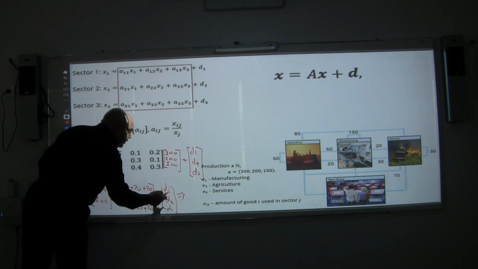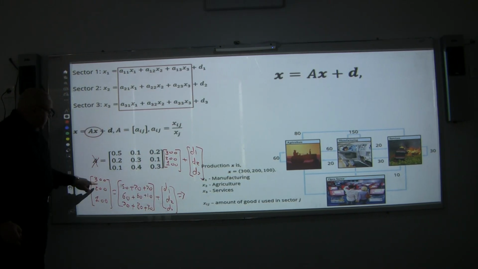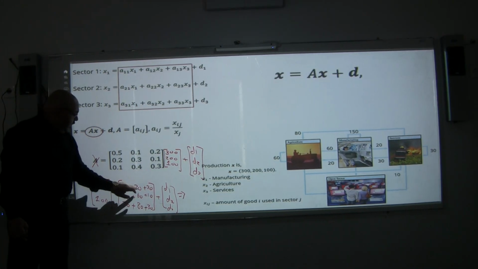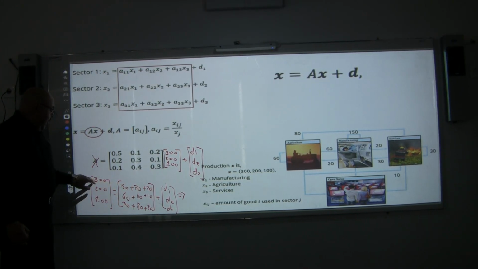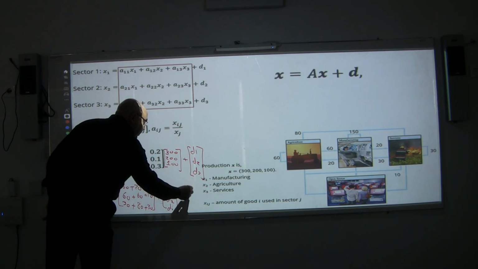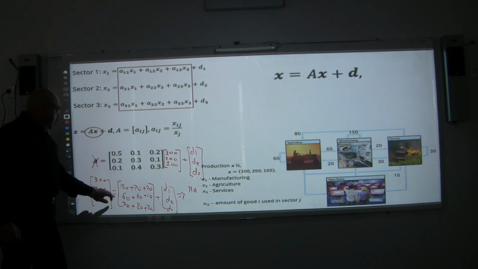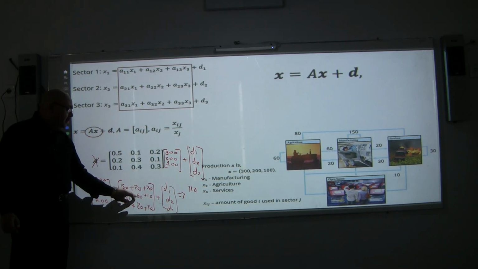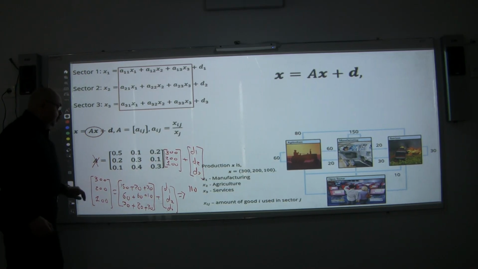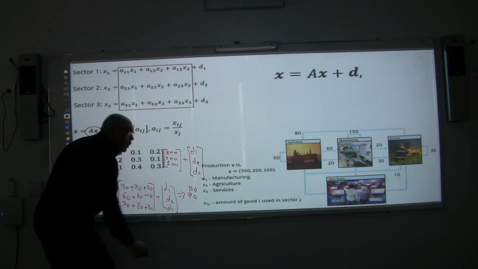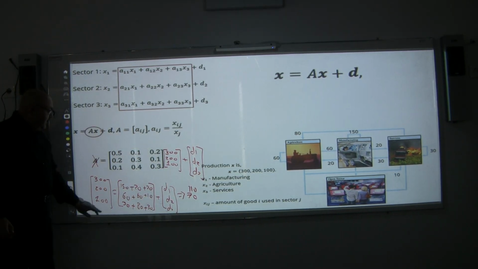So in order to get this column, all I have to do is evaluate the values. 300 minus 190, out of 300, so D1 will be 110. Okay, 60 plus 60 is 120, plus 10, 130 out of 200, so the final demand will be 70.